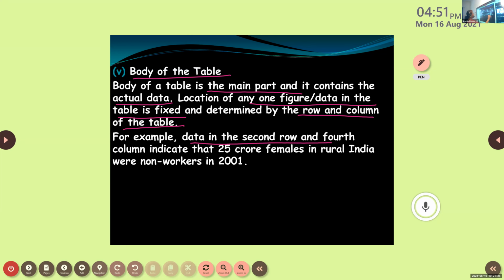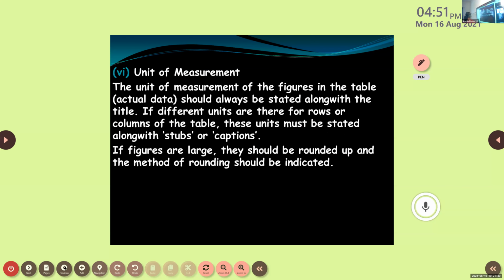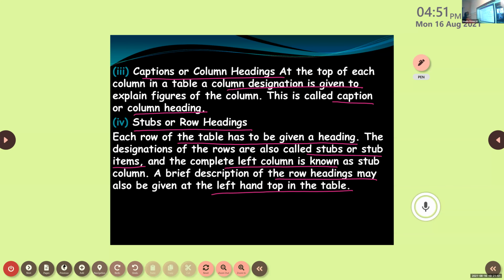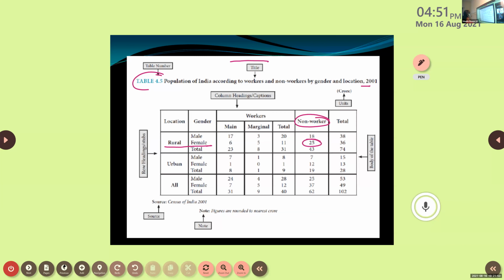Here one example is given. Data in the second row and the fourth column indicate that 25 crore females in rural India were non-workers in 2001. So what they have taken here is the row. Yes, 25. What is given in this table? Yeah, 25.